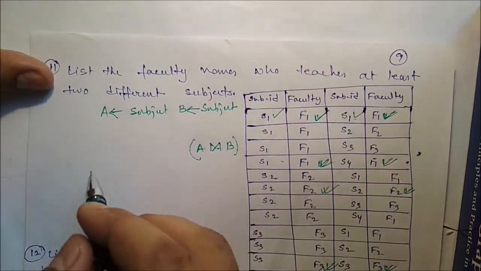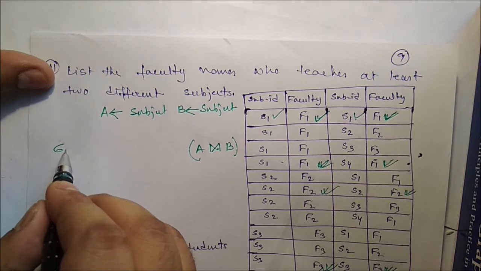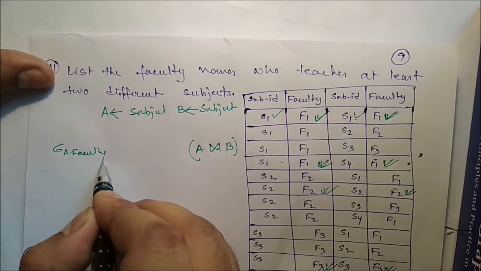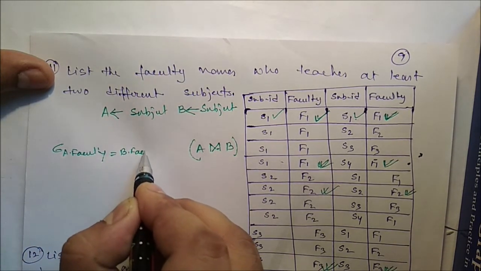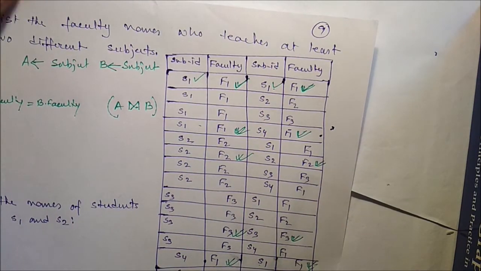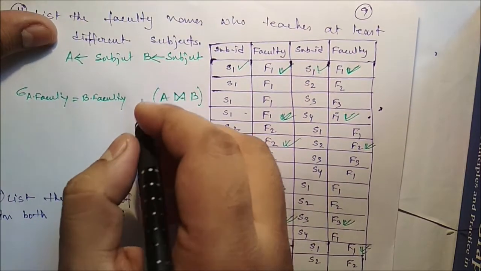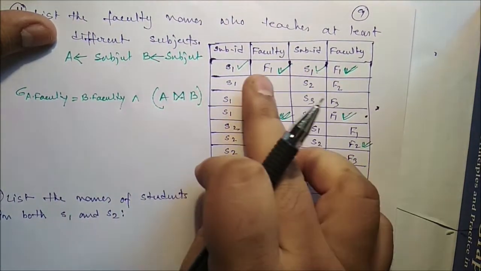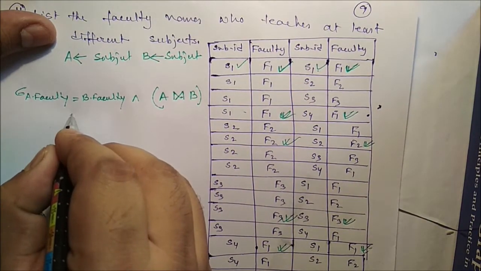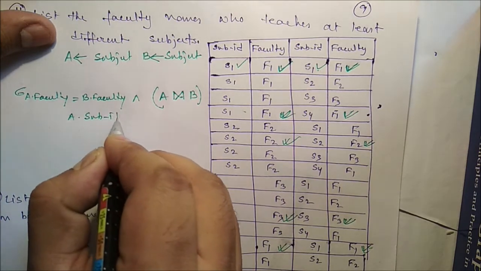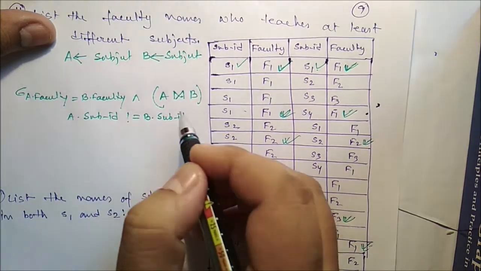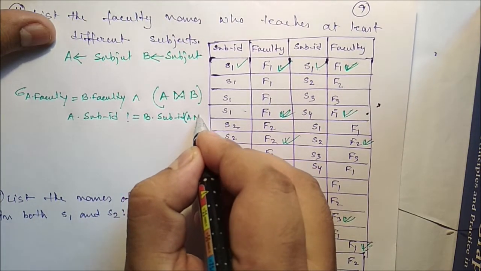That means the query should be: A dot faculty is equal to B dot faculty. The faculty name should be the same, but at least 2 different subjects. So another condition is that the subject should not be the same, subject should be different. That means A dot subject ID not equal to B dot subject ID, from A join B.